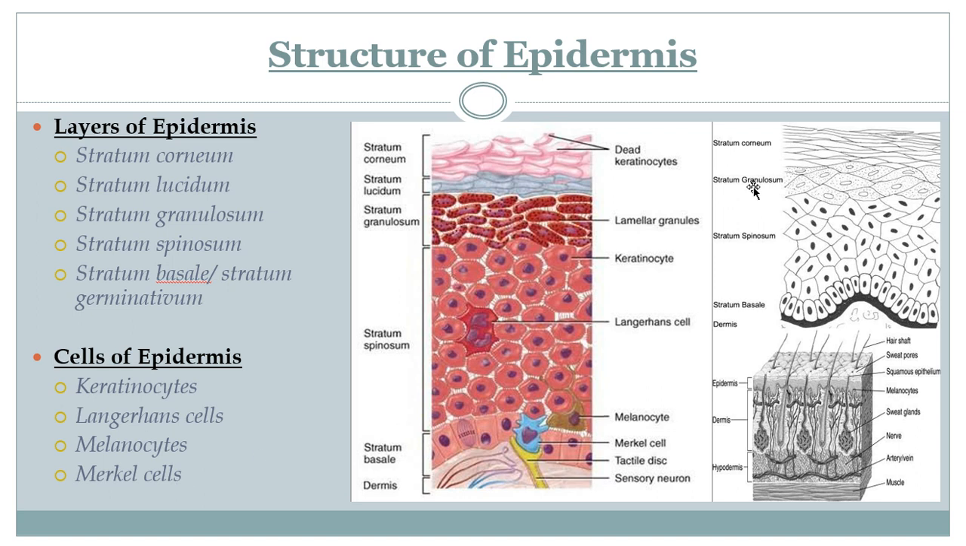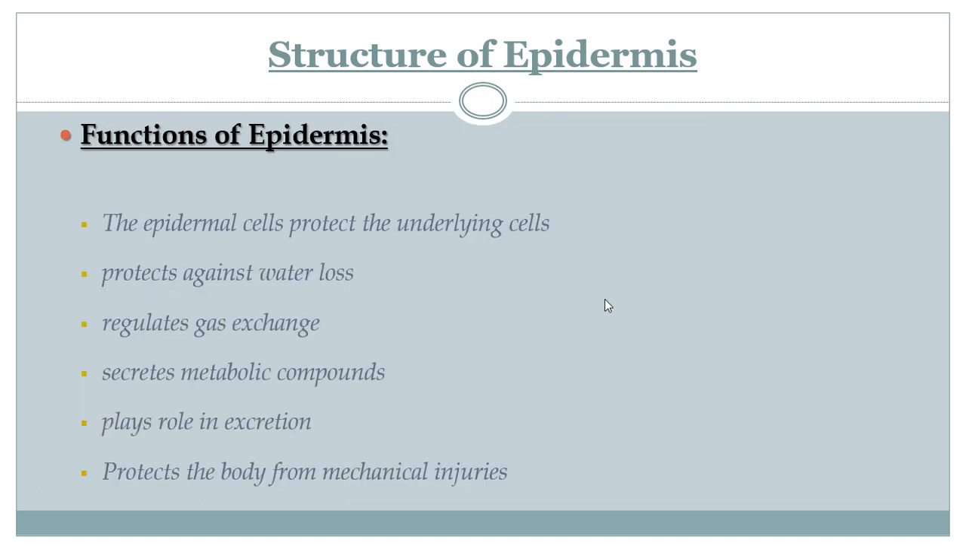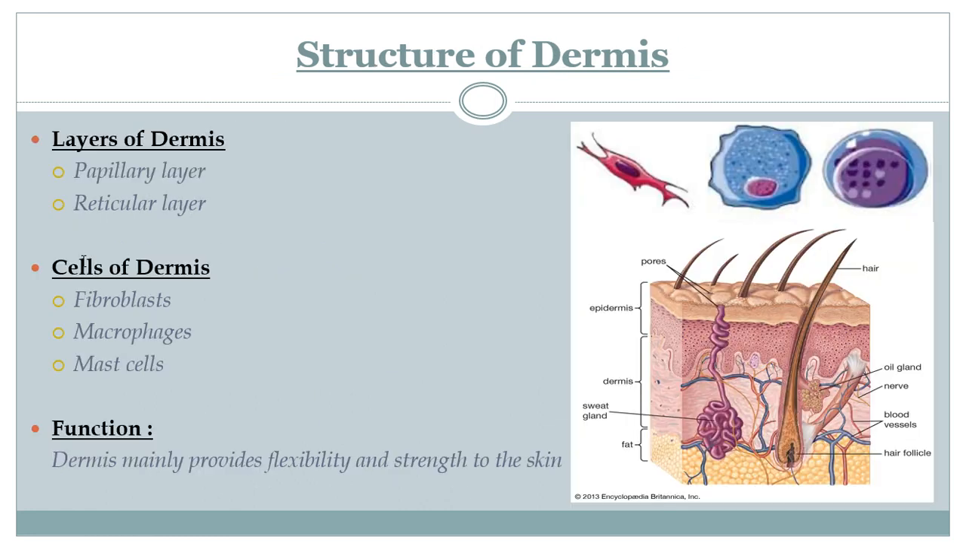So this is the overall structures, different layers and cells of epidermis. The function of epidermis is it protects against water loss, regulates gas exchange, secretes metabolic compounds, and protects the body from mechanical injury. The next layer beneath epidermis is known as dermis.